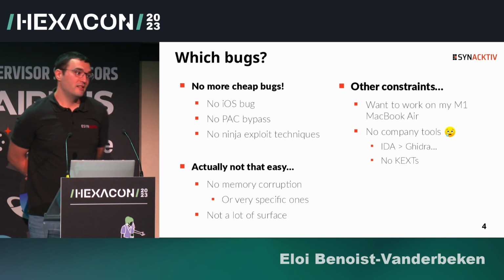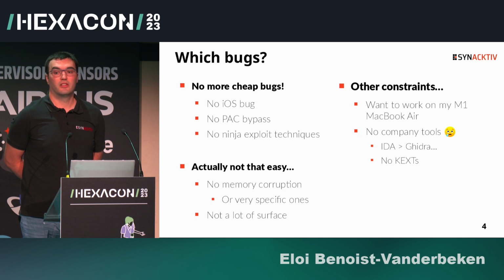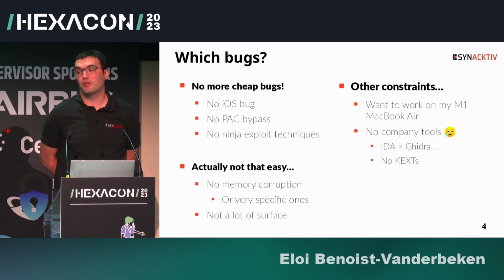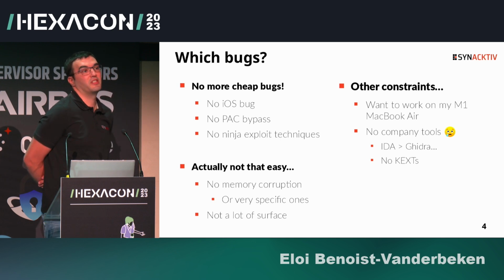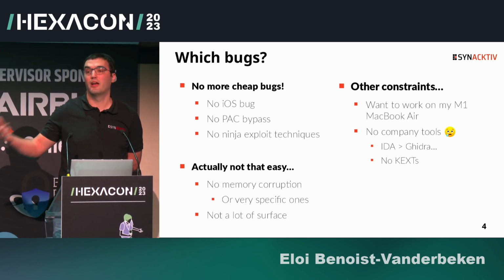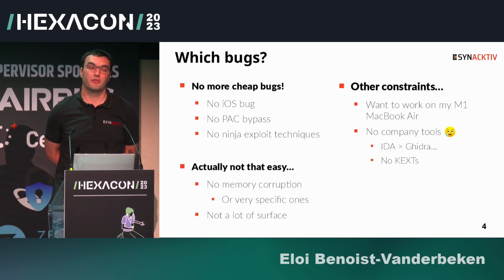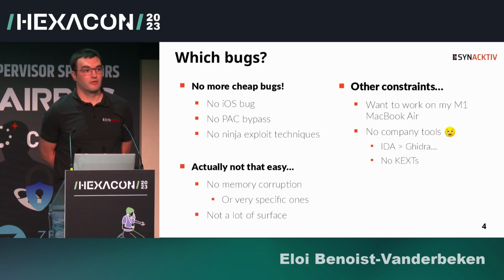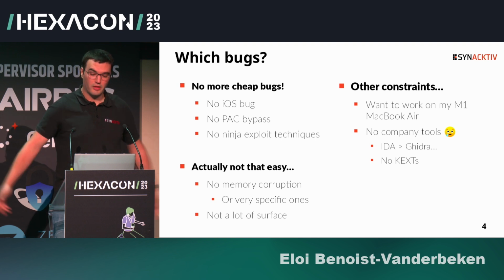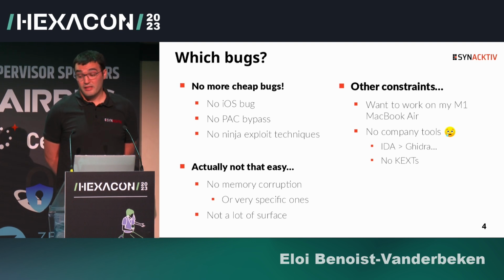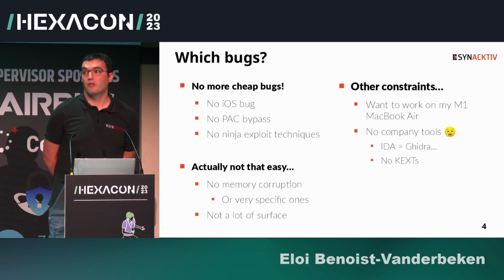So it's actually not that easy because that removes a lot of vulnerabilities, most notably almost all memory corruptions, except maybe some very specific ones where you can logically exploit them by overwriting a string or something like that. But I don't think you will find a lot of vulnerabilities like that in the XNU kernel. So there is not a lot of surface because, as you may know, iOS and macOS share a lot of code. So if you want to find a macOS-only bug, it's not that easy to find something that is only in macOS.